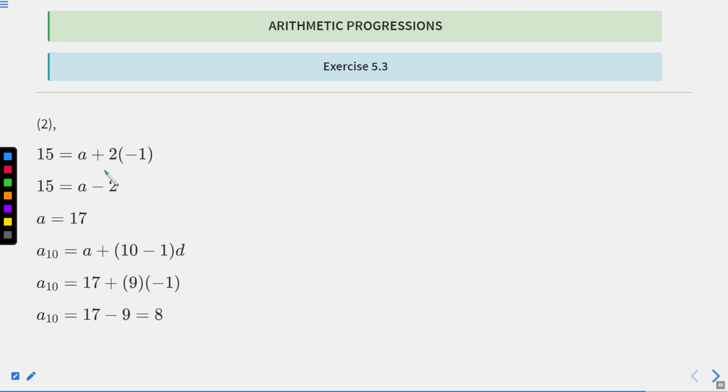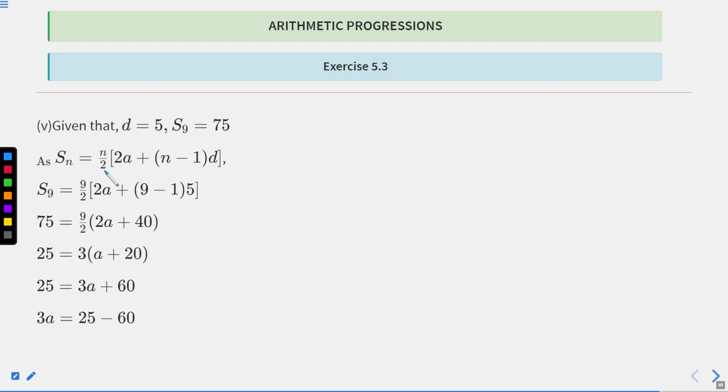And the 10th term, A10, is equal to A plus (10 minus 1) times D, and it implies A10 is equal to 17 plus 9 into minus 1, and it implies A10 is equal to 17 minus 9, that is equal to 8. Okay, so the 10th term of this AP is equal to 17 minus 9, that is equal to 8.